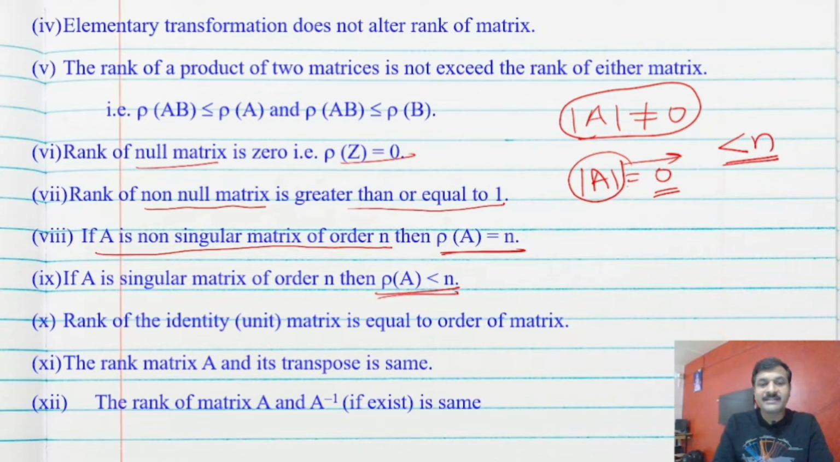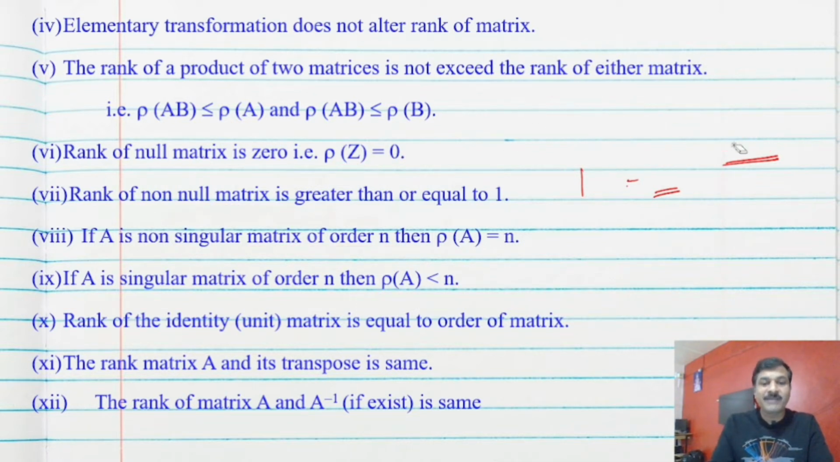Rank of identity matrix, that means unit matrix, is equal to the order of that matrix. Why? Because the unit matrix is a non-singular matrix, and the determinant of a unit matrix is always 1. It means that the rank of the identity or unit matrix is equal to the order of the matrix. What is next? The rank of matrix A and its transpose is the same. Next, the rank of matrix A and A inverse, if it exists, is the same.